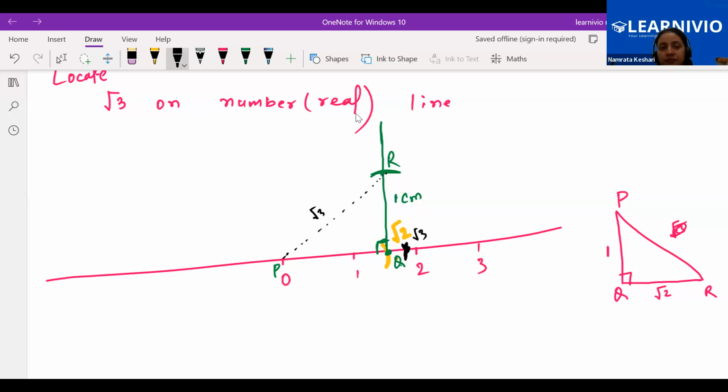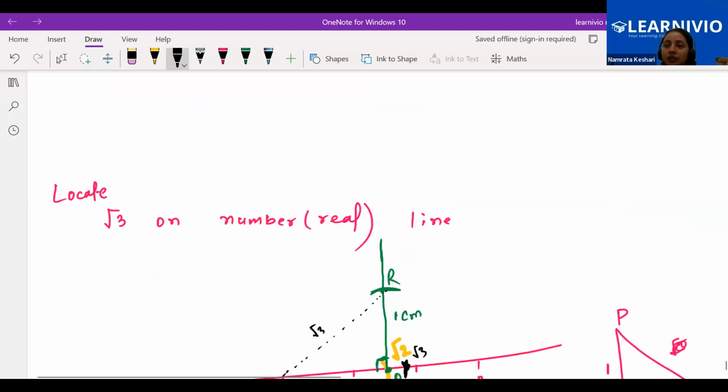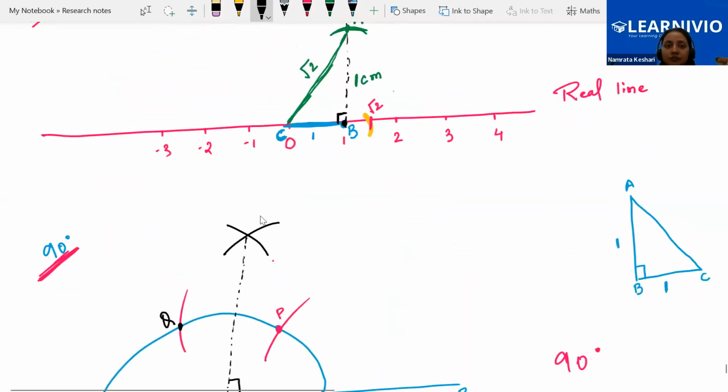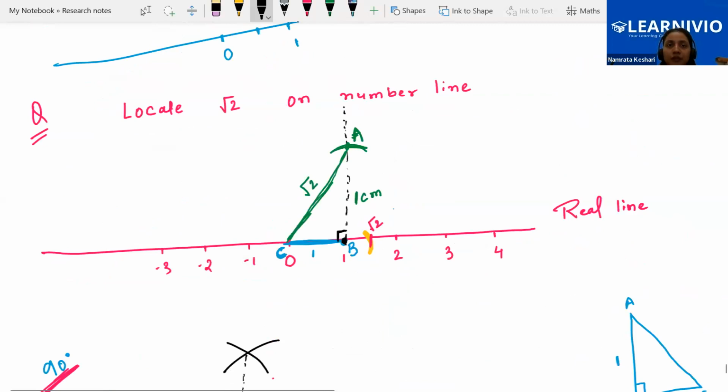Yes, ma'am. Okay. If you are done, let's do it the other way, which I was explaining in the previous class. Sarah, are you done? Yes, ma'am. Let's locate it over here only. So as I was explaining in the previous class, in the same figure also it is possible to locate root 3.